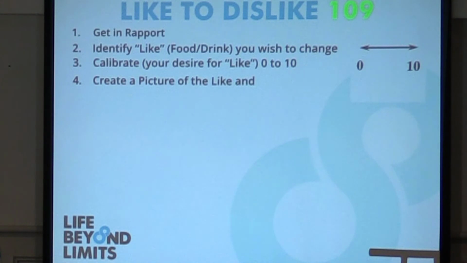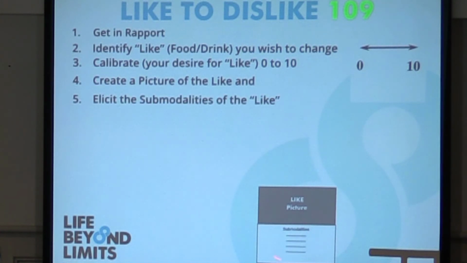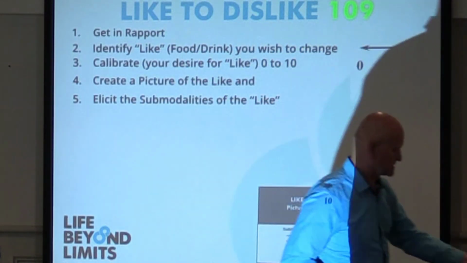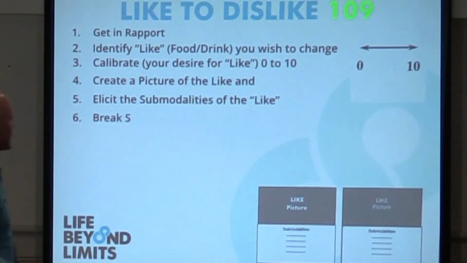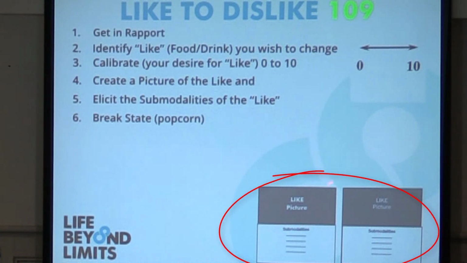Then you create a picture of the like. So now you've got a picture of the like, whatever it is, and elicit the submodalities of the like. And I'll move the chair. So now we get the picture. Oh, sorry, before that we break state. Now, when we've got this picture and these submodalities, we're about to elicit this picture and those submodalities. So we want to break the state because the person's going to be in it neurologically.